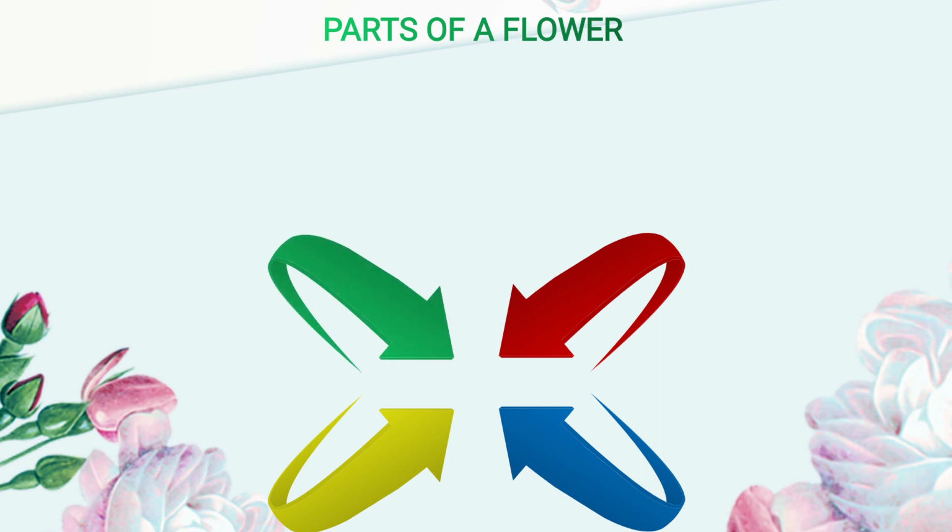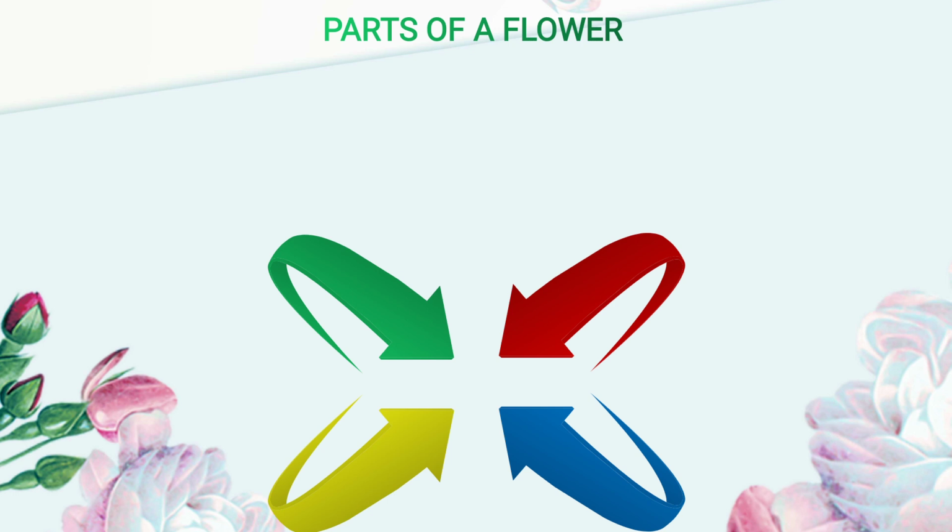So the first content part is parts of a flower. Before discussing the parts of a flower, we will know the importance of flower. Now we know that reproduction is an essential life process of any living organism for its survival. Reproduction means producing another one of their own kind. If reproduction is not there, life would come to an end. In most plants, this life process is carried out by flower. So flowers are reproductive organs of plants.